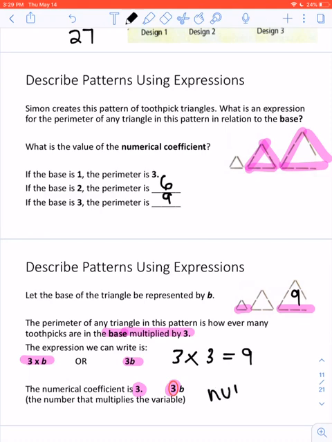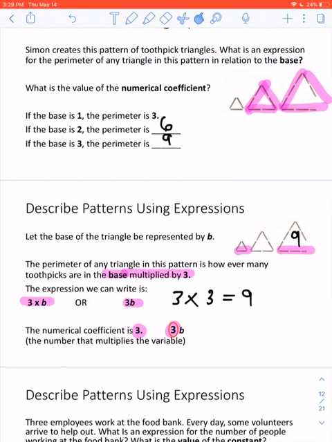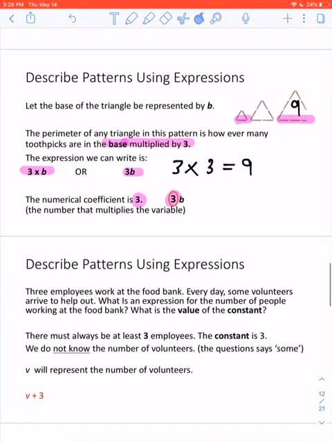You can kind of see the word number in the word numerical. That's all it means. What's the number that's in front of the variable? All right. Okay, so that was describing a pattern using expression. We're going to do a couple more examples.